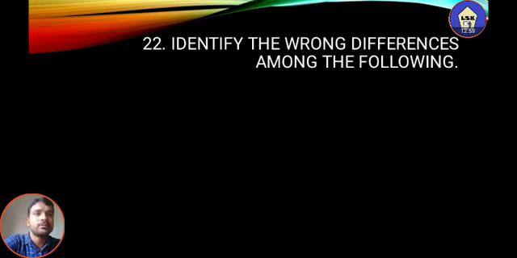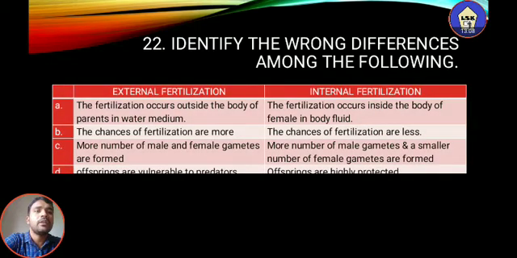Now question number 22. Identify the wrong differences among the following. The differences between external fertilization and internal fertilization are given. So one wrong matching is found. We need to identify it. External fertilization: the fertilization occurs outside the body of parents in water medium. Correct. Internal fertilization: the fertilization occurs inside the body of female in body fluid. Yes, that is also right.